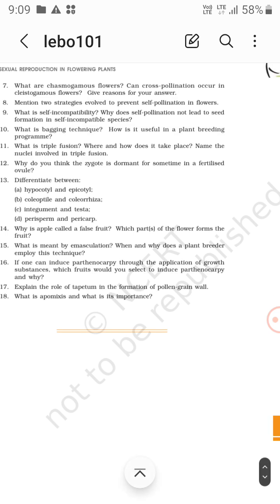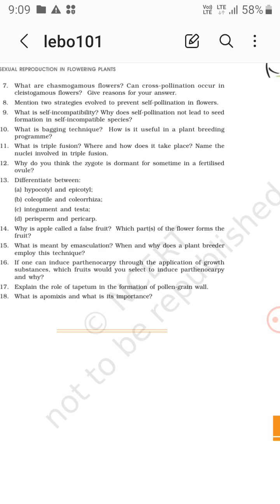What is triple fusion? Where and how does it take place? Name the nuclei involved in triple fusion, right? So what is triple fusion? It involves three nuclei getting fused: the two polar nuclei of the central cell and one male gamete. So this is triple fusion. Where does it take place? In the embryo sac. You know it very well. The nuclei involved are two polar nuclei and one male gamete.